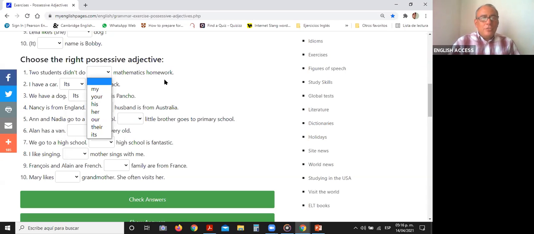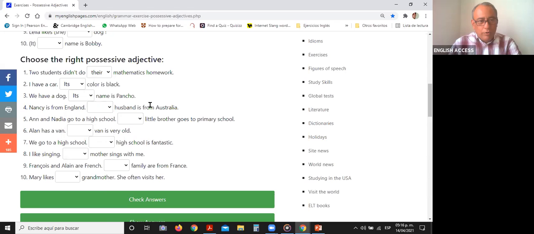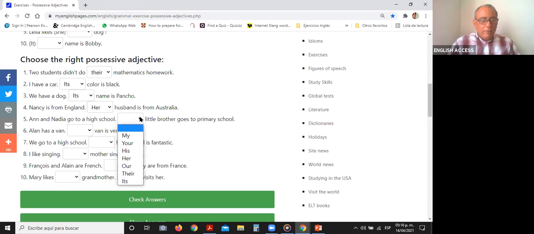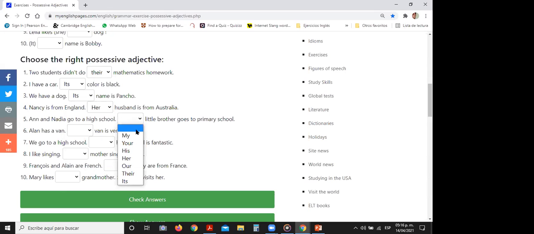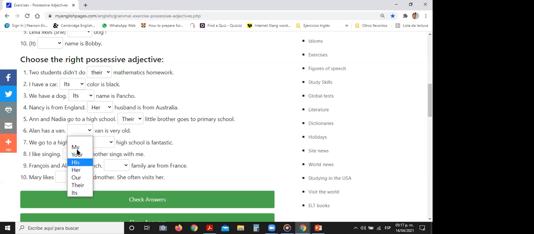Number 1, what is the answer for number 1? 2 students didn't do their mathematics homework. Very good. Fatima, did you finish? Help me with number 4, Fatima. Nancy is from England. Her husband. Very good. Number 5, Francisco. Their little brother. Very good. Number 6, Carolina. Alan has a van. His van is very old.